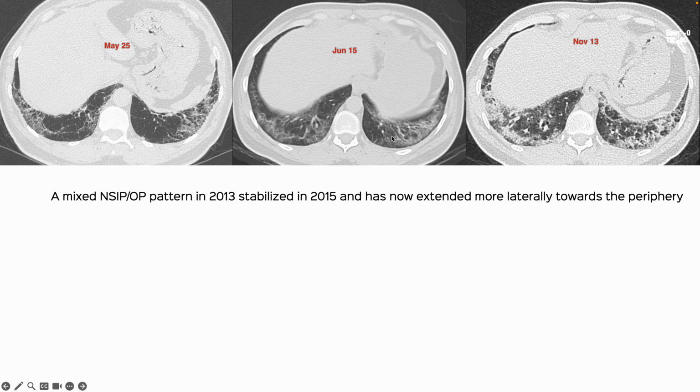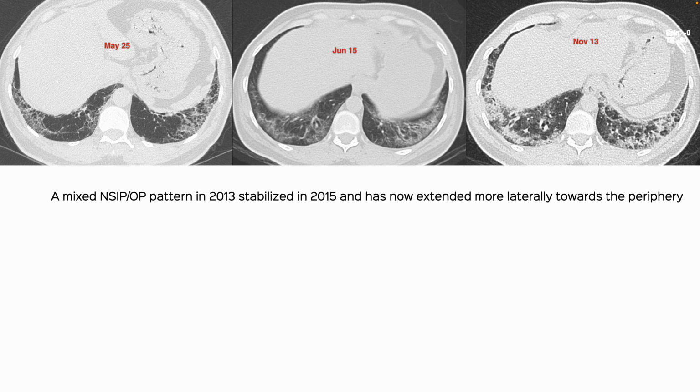So this was an NSIP, and now you see an NSIP pattern, but you can see how the disease has progressed more towards the periphery and laterally. Like a wing, it probably is the reason why we get the straight edge sign. So we're still not very sure why.